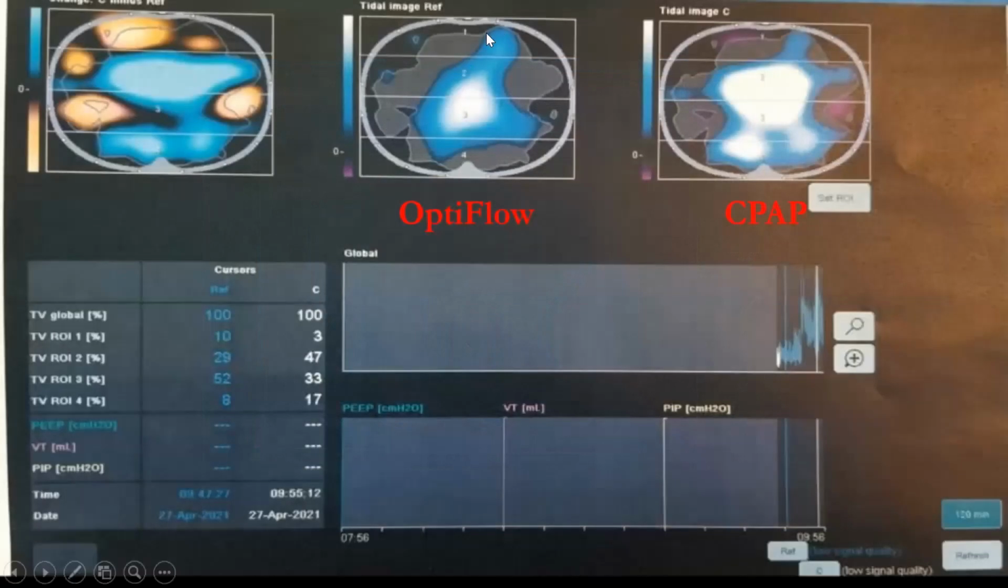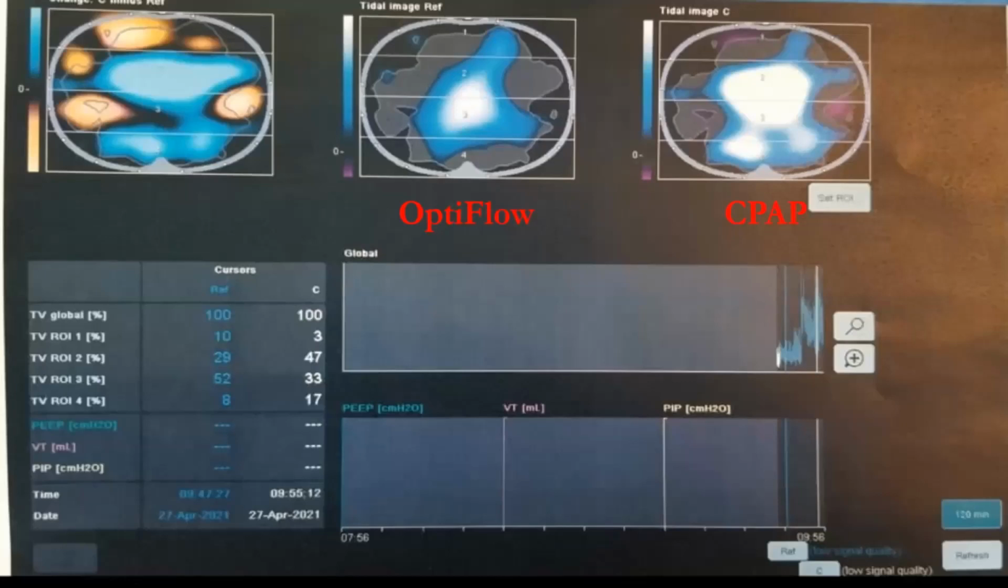Here's an example of OptiFlow. So we put the electrical impedance tomography on the patient while the patient was on OptiFlow. This is a COVID-19 patient. So with the COVID-19 patients, they have very, very high respiratory drives, breathing at 35. That tends to be a rapid and shallow breathing. There's some literature that's out there about possible self-induced lung injury.